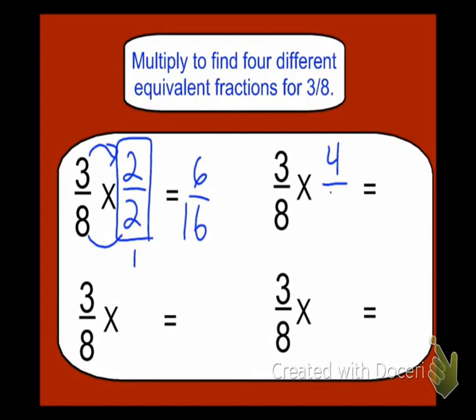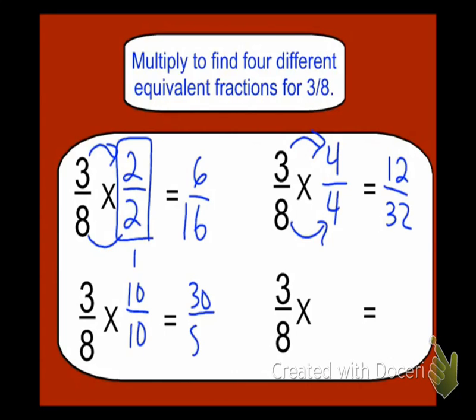What about if we multiplied it times 4/4? 3 times 4 would be 12, and 8 times 4 would be 32. 12/32 is an equivalent fraction to 3/8. What if we did 10/10, which is the same as 1? That would be 30/80. 3/8 and 30/80 are equivalent fractions.